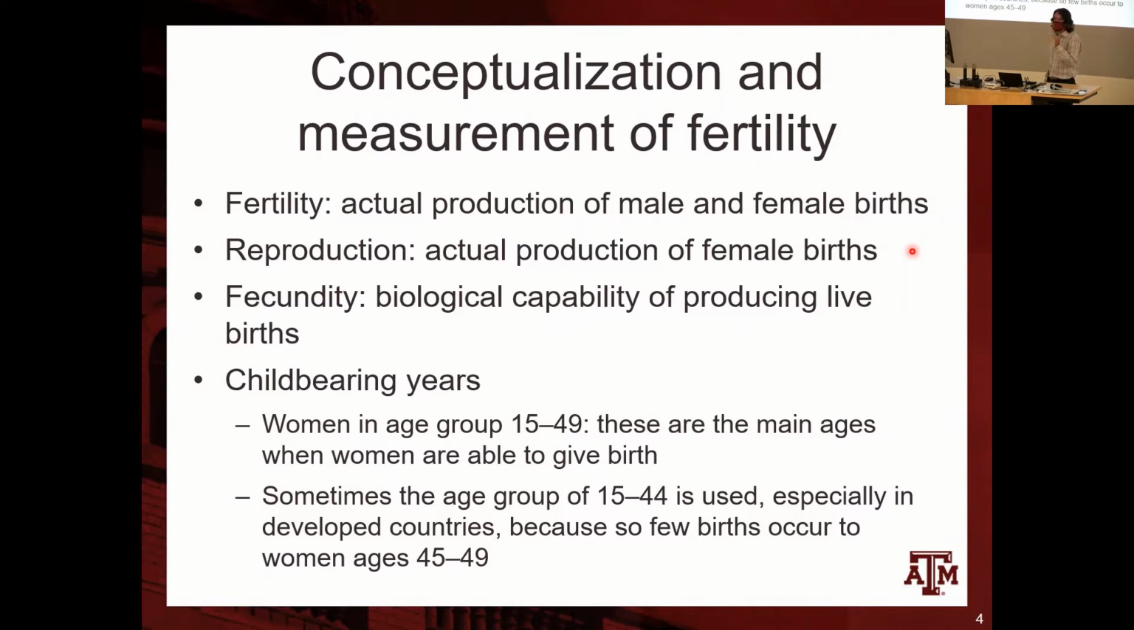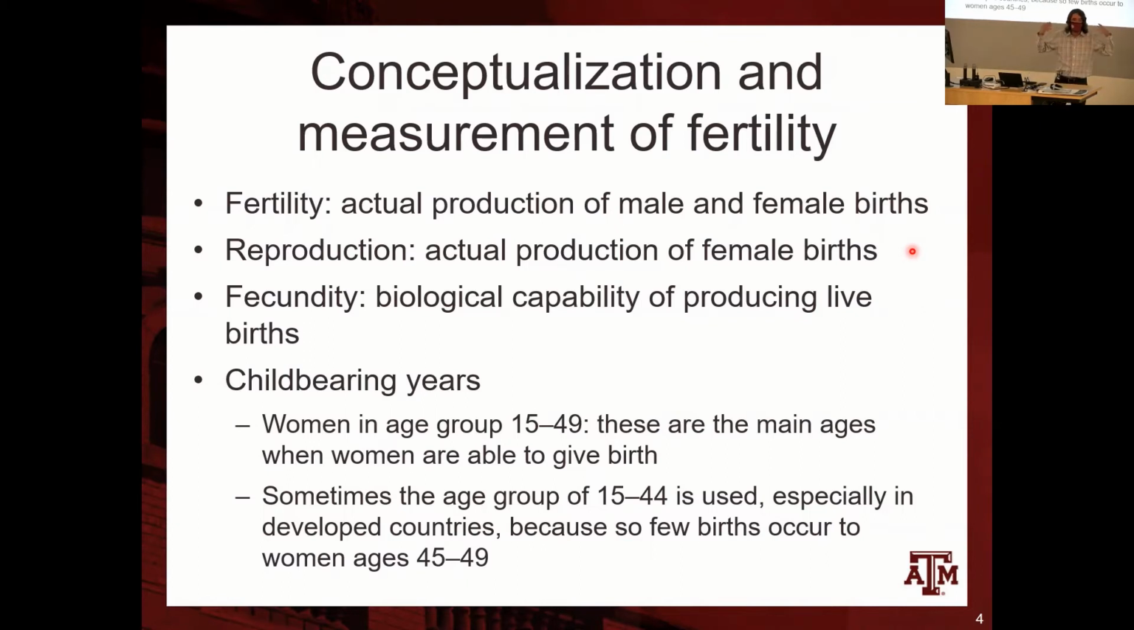When we are talking about reproduction, we are actually counting only female births, only how many girls are being born. So whenever I talk about fertility and I get those indicators, I want to see if on average, women are having at least 2 children, because then those 2 children will replace the woman and the partner. Reproduction, I want to know if on average women are producing at least 1 daughter, because that daughter will replace her later on in the production of children.